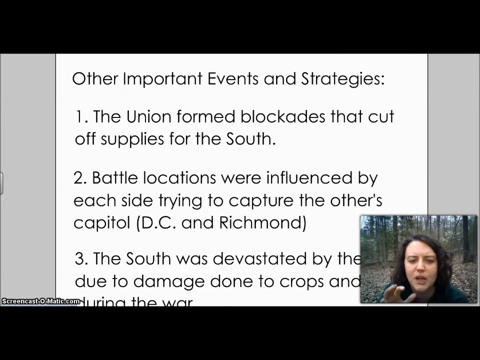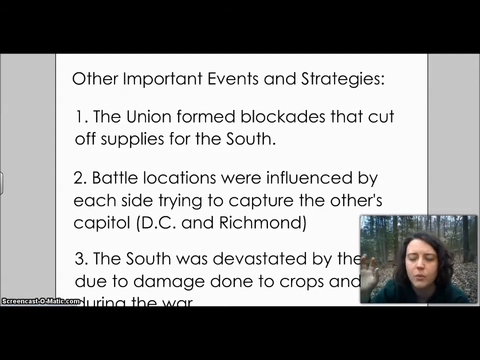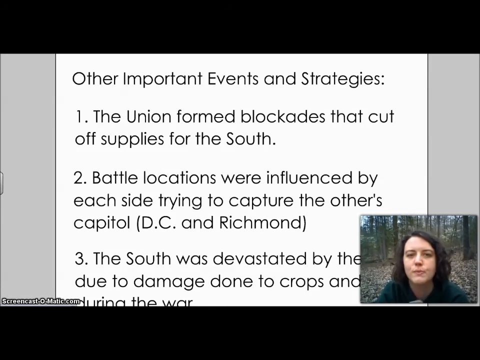And I want you to just remember a couple more important points about events and strategies that had to do with the Civil War. First of all, the Union formed blockades that cut off supplies for the South. It caused them to not be recognized by France and England as a separate country. They weren't able to receive help from them. They weren't able to get ammunition or any kind of supplies to their troops, food even. Kept the Southern troops weak and ill-prepared.